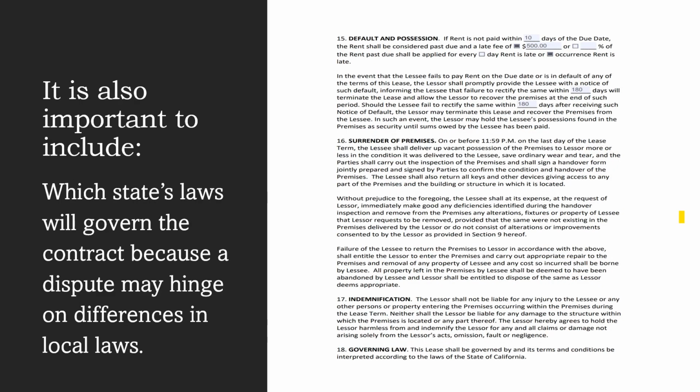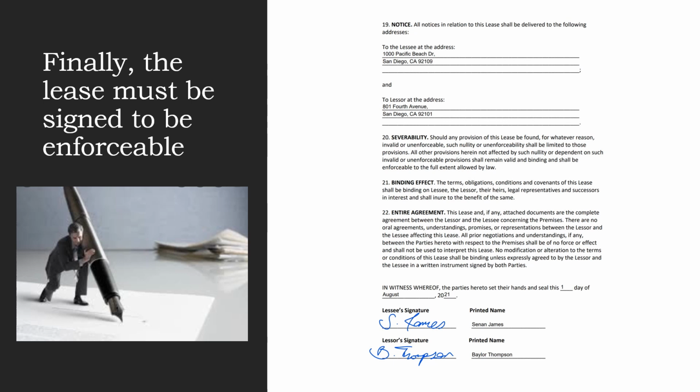It is also important to include in the lease which state's laws will govern the contract because a dispute may hinge on differences in local laws. Finally, the lease must be signed to be enforceable. Under the statute of frauds, there are some types of agreements that have to be documented in a writing that is signed by the party who you are trying to enforce the agreement against. Under California law, a lease does have to be in writing to be enforceable, but only when the lease is for a period of more than 1 year. To enforce all of the provisions in this lease, our client, Don Curlehan, has to ensure that they have a copy of the lease signed by the landlord.